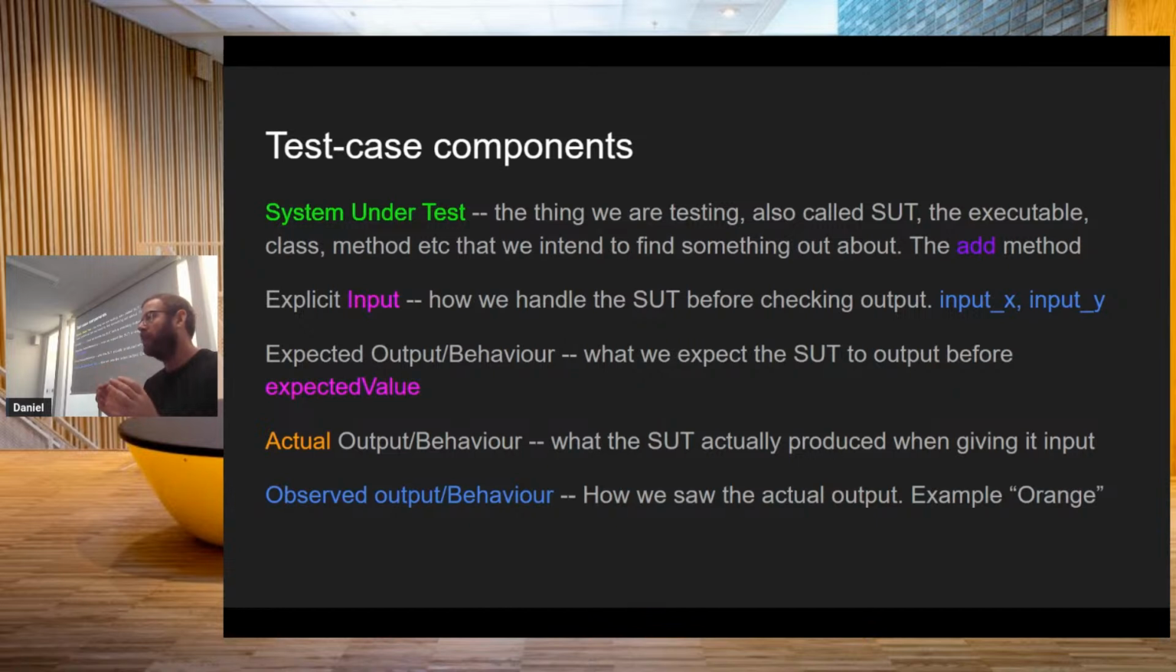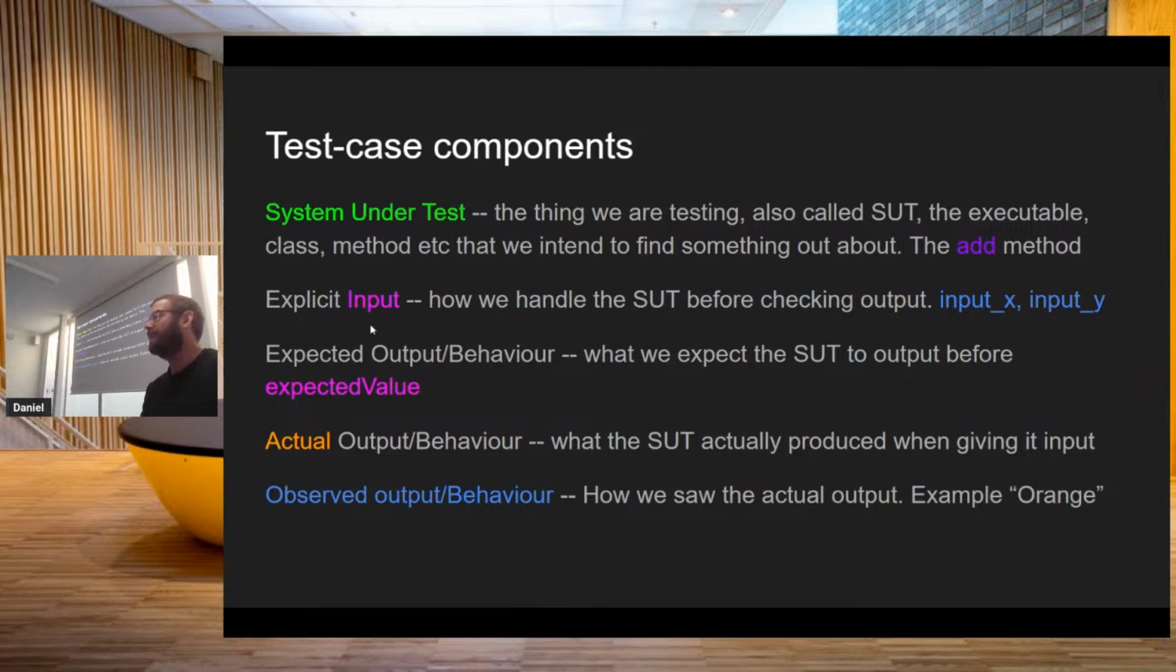The smaller the system under test is, the better accuracy we have, right? The larger it is, the harder it is to find where the fault is. Okay, system under test is the thing we're testing. I always call it SUT, the executable class or method that we try, in our case the add method.